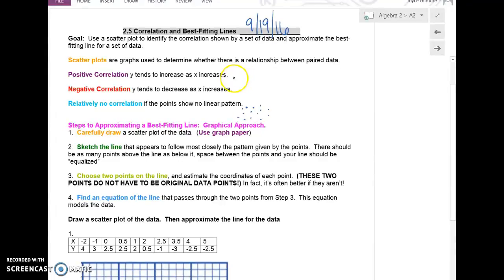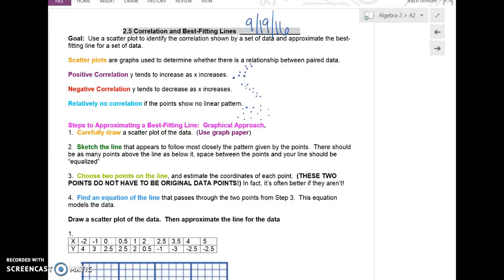Positive correlation: the y values tend to increase as the x values increase. The scatter plot shows a line-type pattern that looks like a positive slope line. Negative correlation is when the y values tend to decrease as the x values increase. So it looks like a line with negative slope.